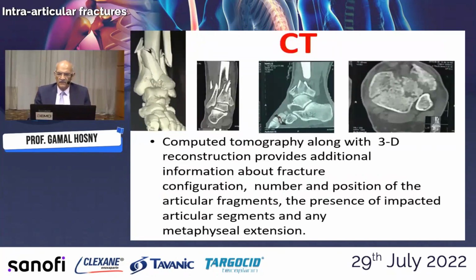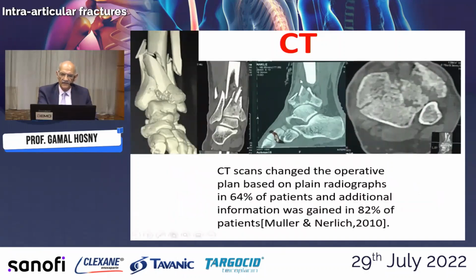We usually do CT with 3D reconstruction, which provides additional information about the fracture configuration. Number, position of articular fragments, presence of impacted articular fragments, and any metaphyseal extension. CT scans changed the operative plan in 64% of patients and added additional information in 82% of patients.